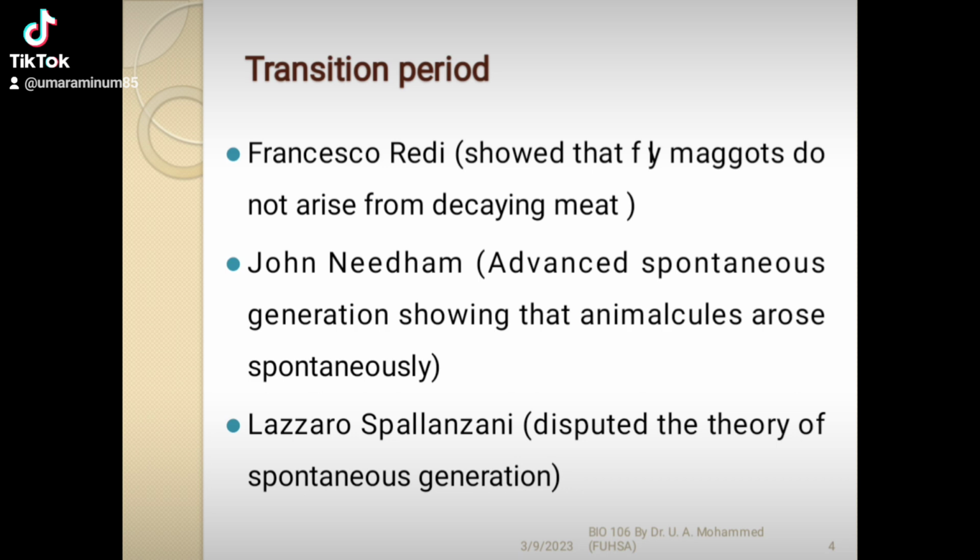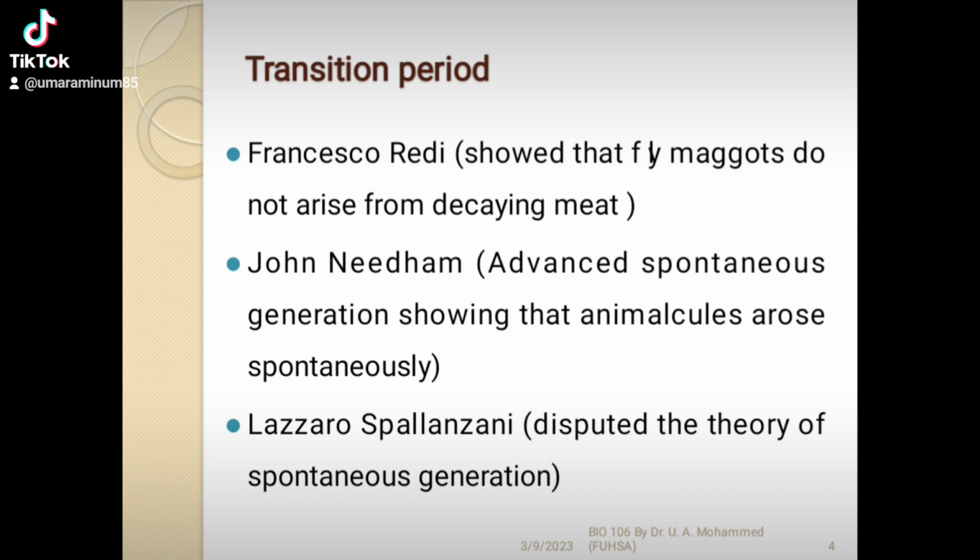And then the next era is the transition era, which was made up of the work of Francisco Redi, John Needham, and Lazzaro Spallanzani. This era is all about disproving and proving the theory of spontaneous generation, which is basically saying that living organisms arise from death and decay. Francisco Redi showed that fly maggots do not arise from decay in meat, as others believed, if the meat is covered to prevent the entry of flies.